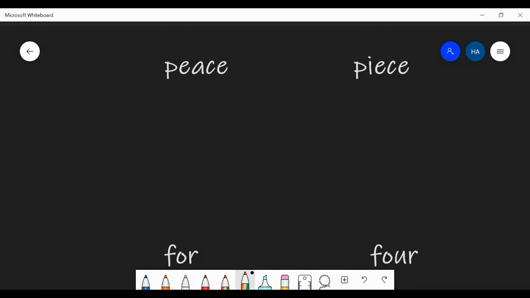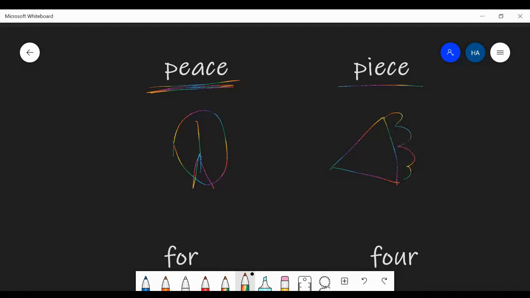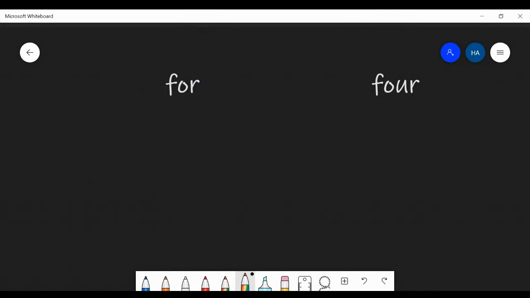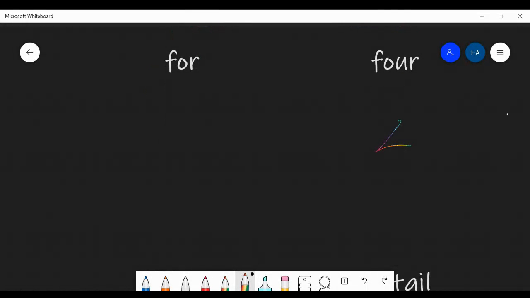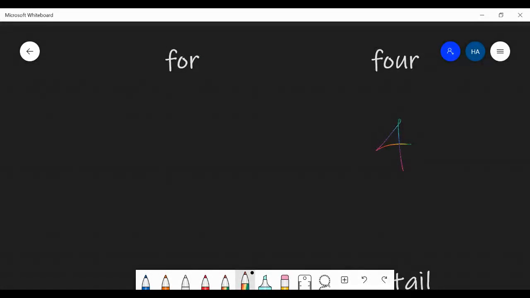The next little set is peace and piece. So peace, P-E-A-C-E, means we want everybody to get along and be happy, right? So that's peace. And then the second one, P-I-E-C-E, is like a piece of pie. For is either the number four or it can be used as a preposition. I made this for you.